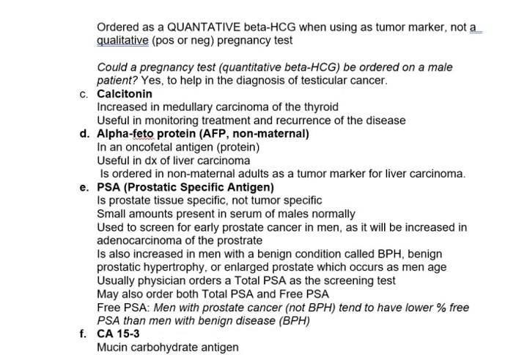So we're looking at the beta HCG. It's ordered as a quantitative beta HCG when we're using it as a tumor marker, not as a qualitative positive or negative pregnancy test. So could a quantitative beta HCG be ordered on a male patient? Yes, this could help diagnose testicular cancer.